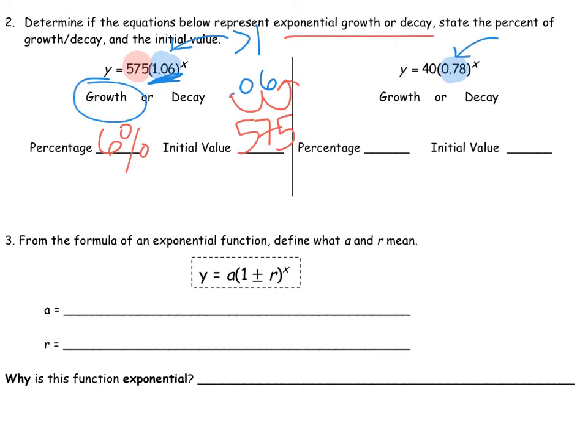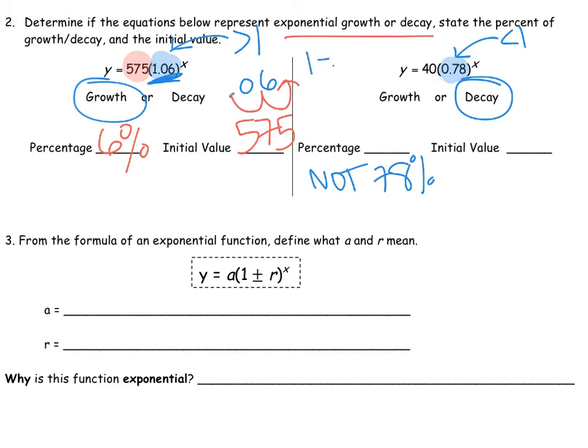How much less than 1 is this? So notice we have 0.78 is less than 1. That has to be a decay. Your percentage is not 78%. That is wrong. Don't get fooled by that. That will be on your quiz. It's how much less than 1 is this?